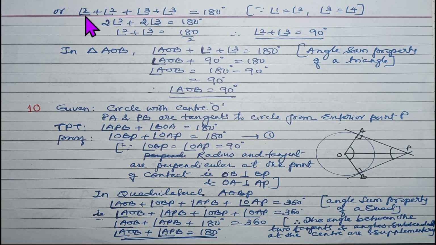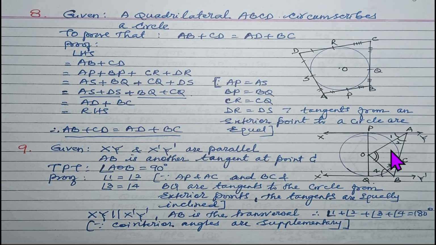So I have shown here angle 2 plus angle 2 plus angle 3 plus angle 3 is 180 degrees, because they are equal. Therefore angle 2 plus angle 3 is 90, and in triangle AOB, angle AOB plus angle 2 plus angle 3 is 180, so angle AOB plus 90 is 180, and angle AOB is equal to 180 minus 90, or angle AOB is equal to 90 degrees. So please go through this example and try to understand, and that is how we can prove it.